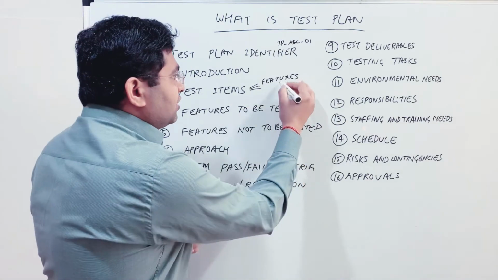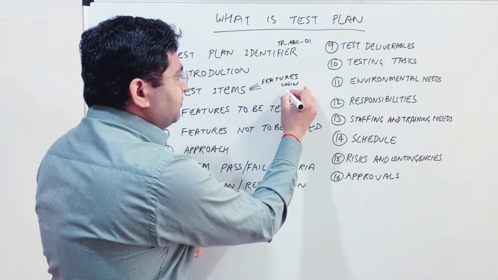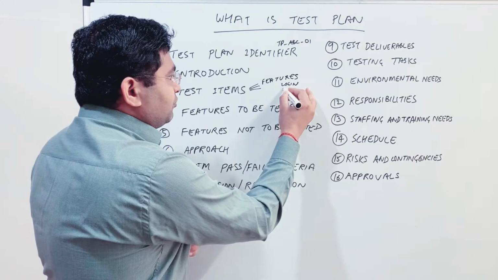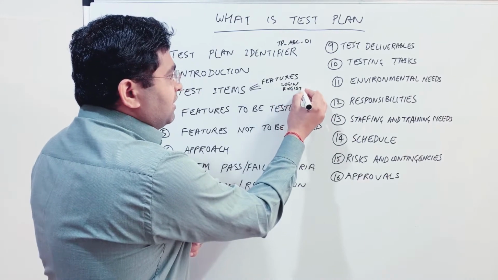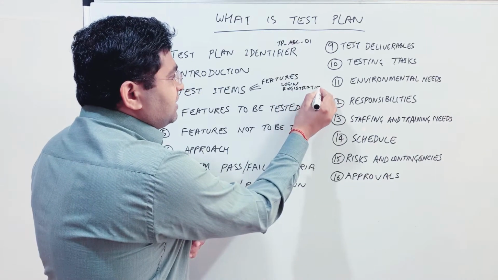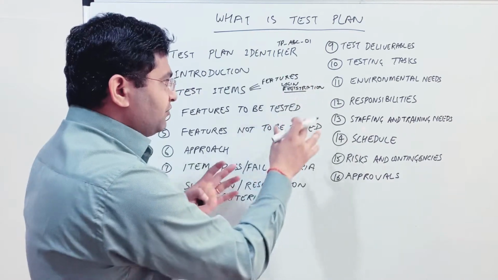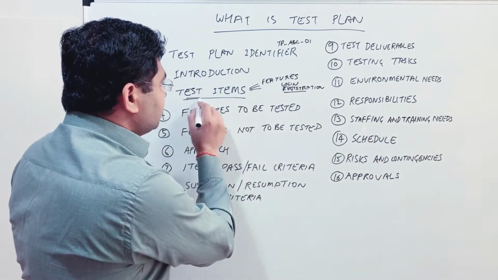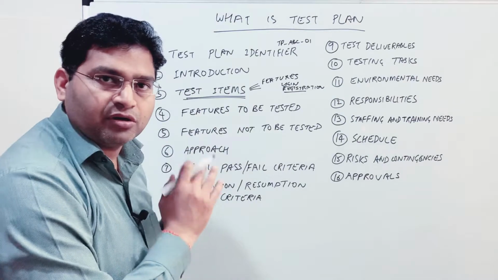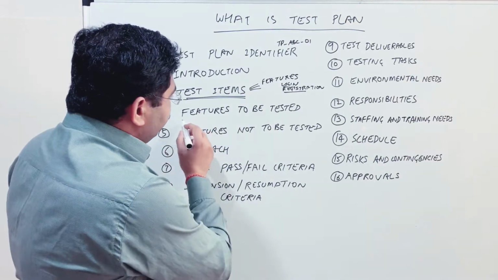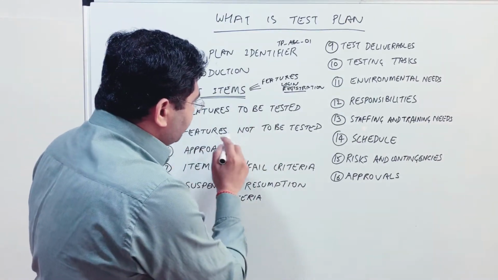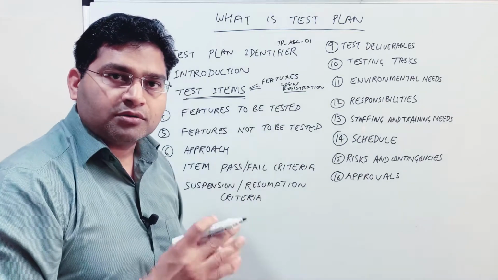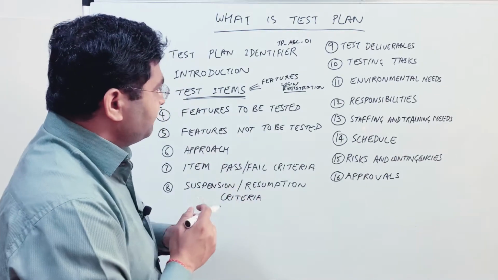For example, login functionality, so you mention login with some of the details, then you mention registration. The high level functionalities that you are going to test as part of the application, you provide those details in the test item section of the plan. Then you have the features to be tested and features not to be tested. These two are also very important sections of the plan.